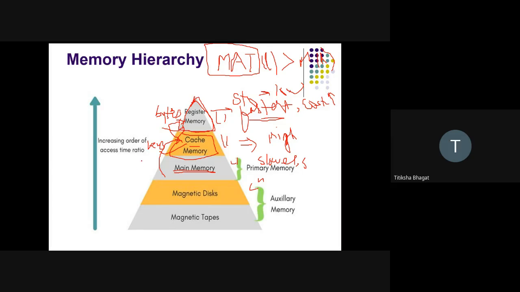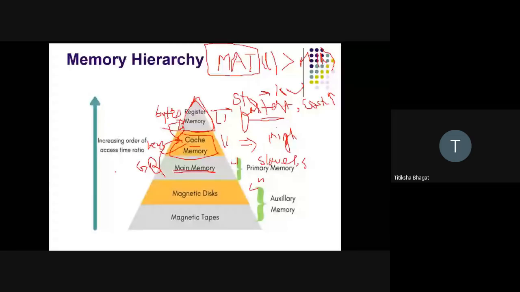In the main memory, we can store the data in GBs or MBs, mostly GBs. But it is slower than the cache memory. As well, this main memory is also cheaper than cache memory. So cache memory has more cost than main memory, and register memory also has more cost than cache memory.